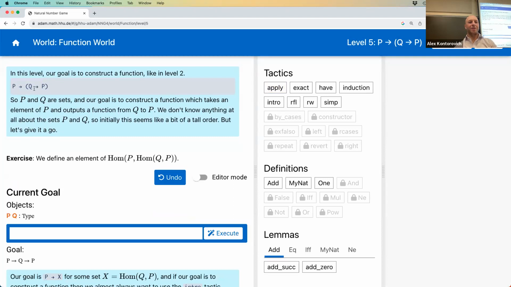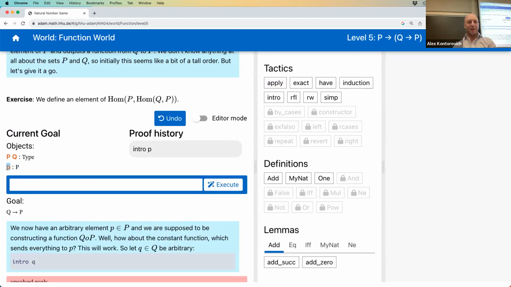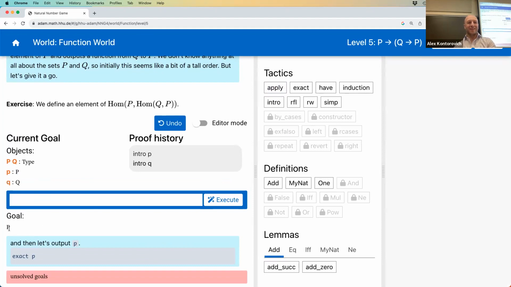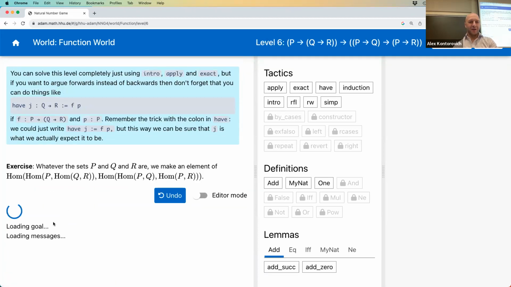Now a map from P to Q implies P. What are we going to do? Why does P imply Q imply P? Why is that true? Yep, if I intro P, that gives me P, and it makes the goal Q implies P. Let's intro Q. Exactly P. Does that make sense? Okay.